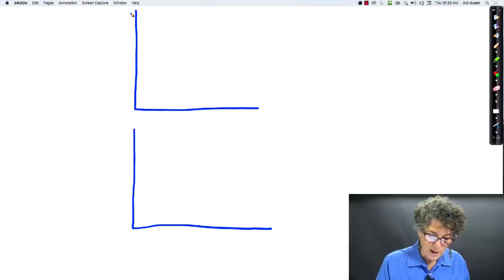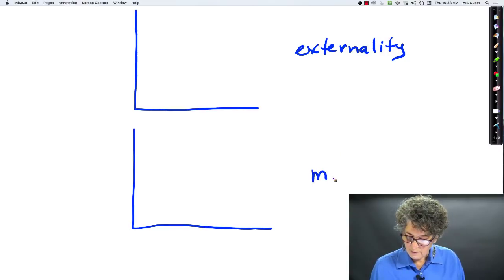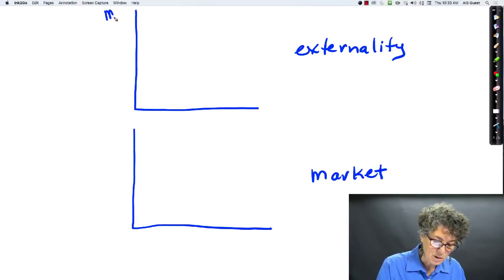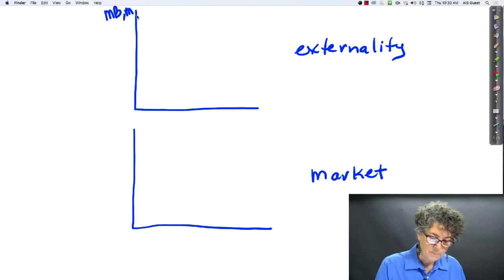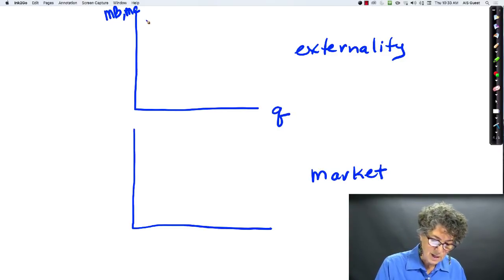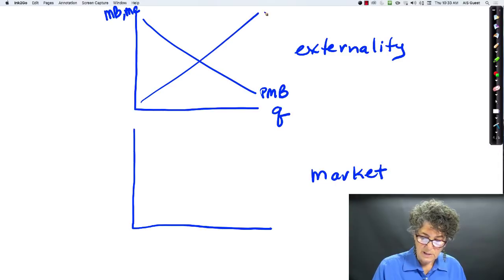And so if I stack the graphs vertically this way, then it's really easy for me to line up the quantities and look to see whether or not I have the right quantity. So on the top graph, I'm going to show the externality. And the bottom graph is going to be the market in which whatever this product is sold. So in the top graph, I'm going to have marginal benefit and marginal cost on the vertical axis and the quantity on the horizontal axis. I've got some downward sloping private marginal benefit curve. I've got some upward sloping private marginal cost curve.